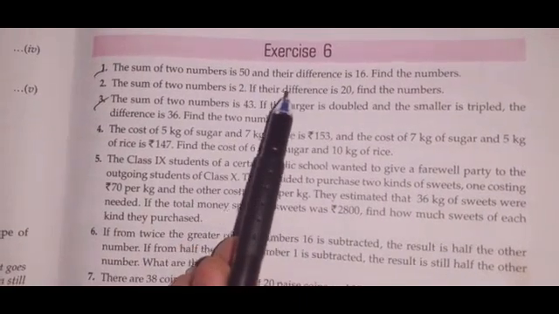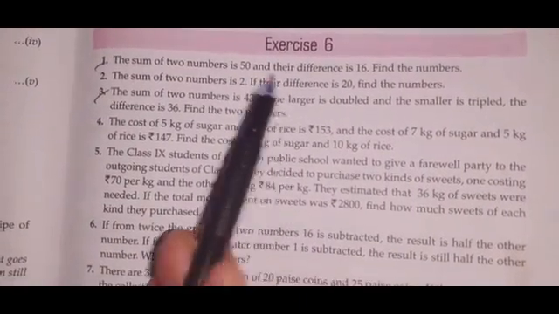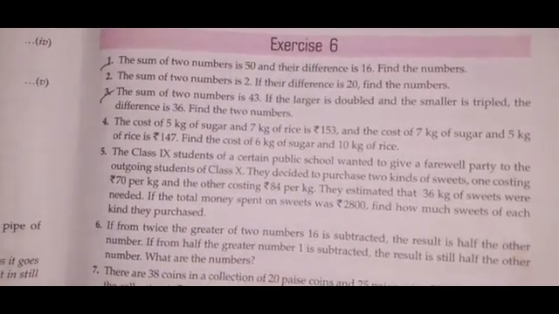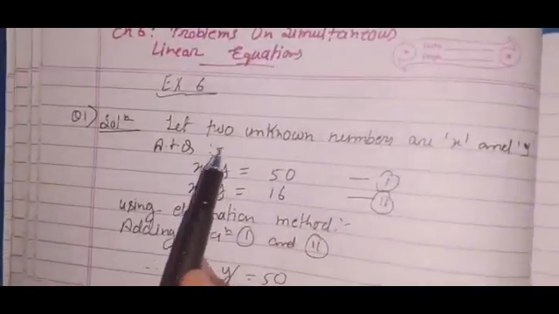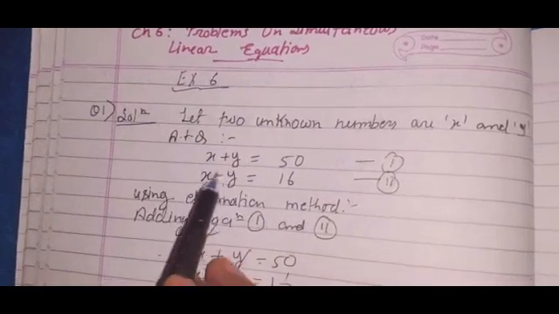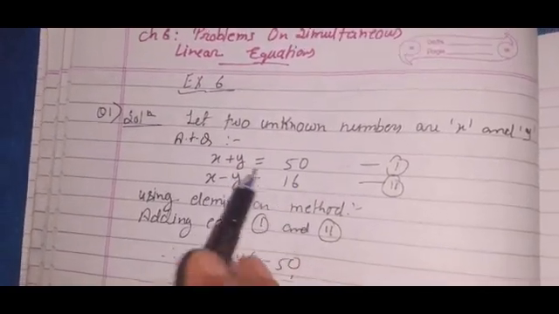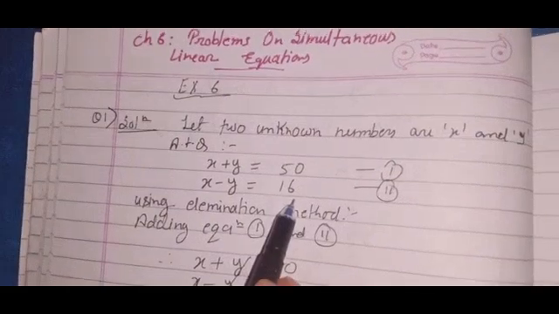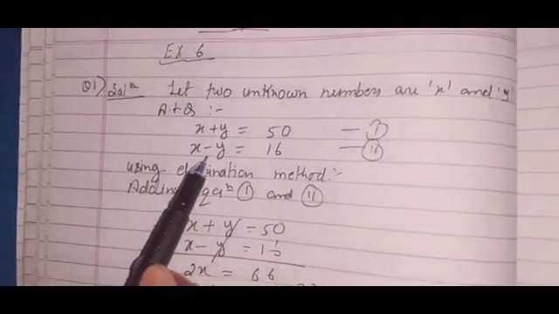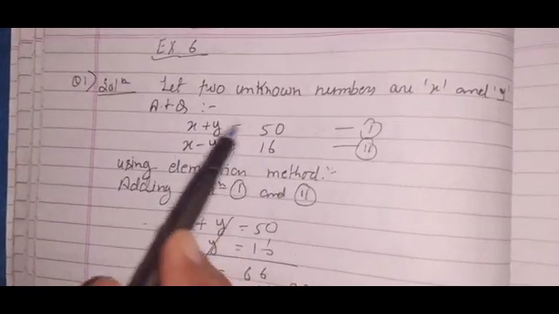We will solve it to get the answer of x and y, and we will end it with the statement, right? So let's see how I solve the sum. I assume that the two unknown numbers are x and y, and according to the question, as I told you, I have written x plus y equals 50 and x minus y equals 16. Now till here we are in chapter 6, and now we reach chapter 5.